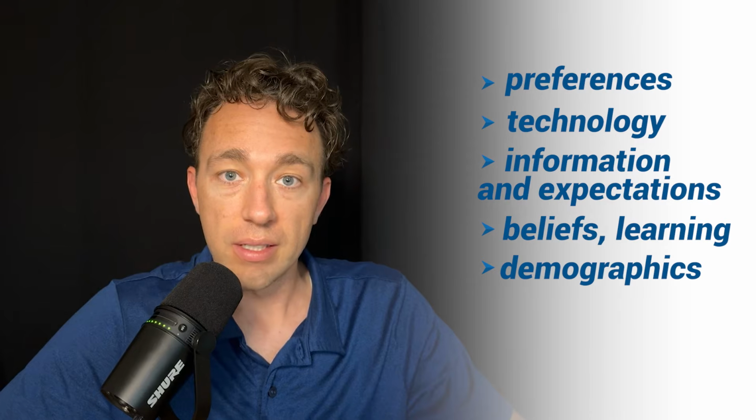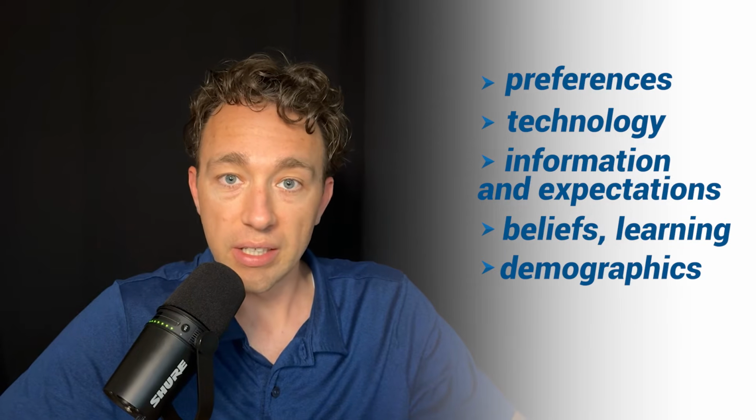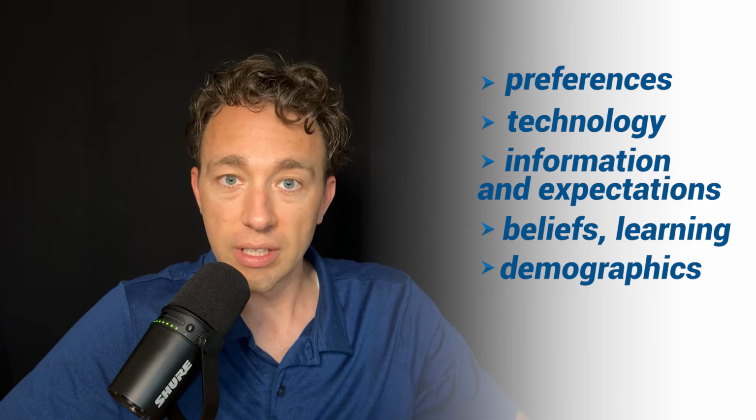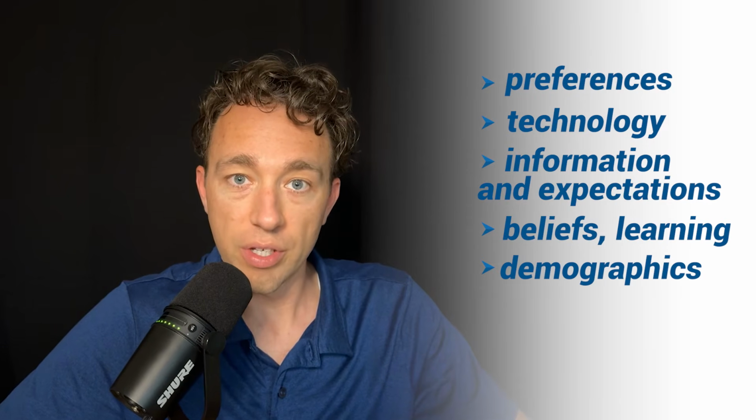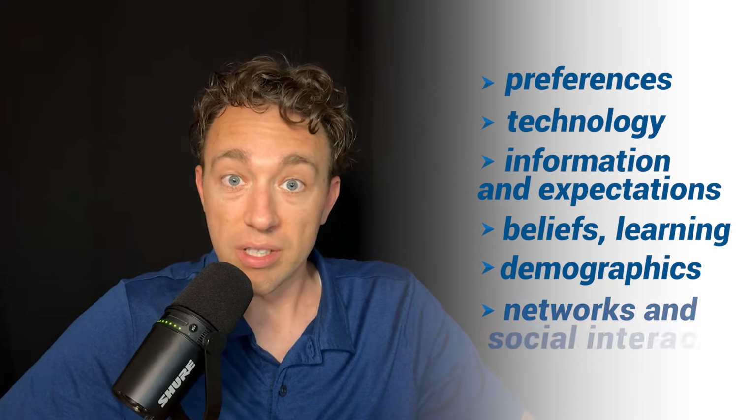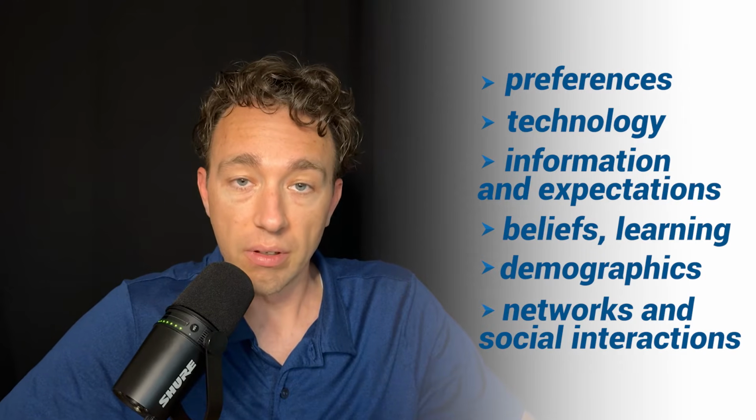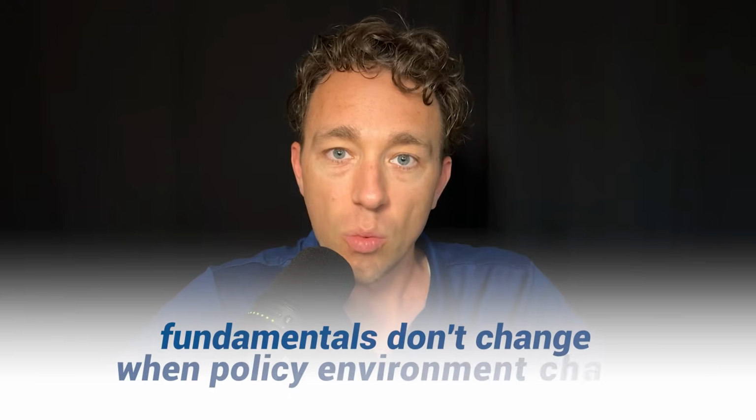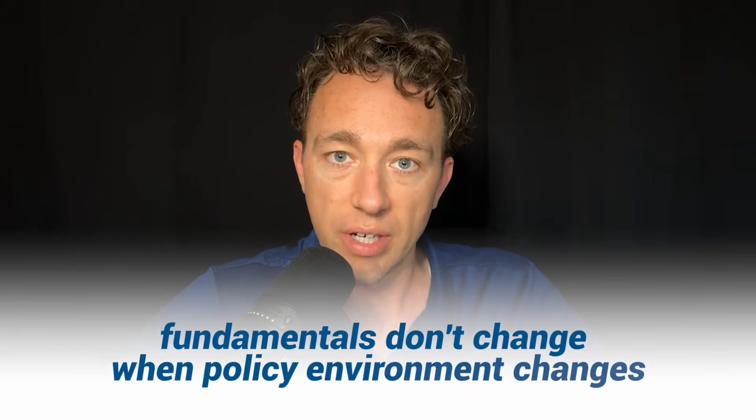Demographics, because the types of people who are making decisions matters. Are we looking at mothers? Are we looking at the elderly? That's going to matter for our question. And then finally, networks and social interaction, which govern how people interact with each other, how information is shared, and so forth. And again, the idea is that these fundamentals, these economic primitives, won't change as the policy environment changes.